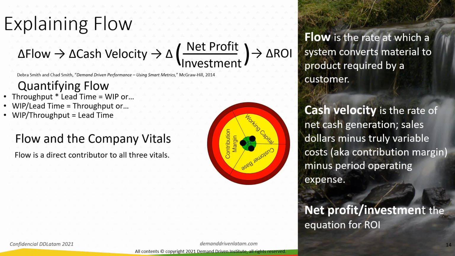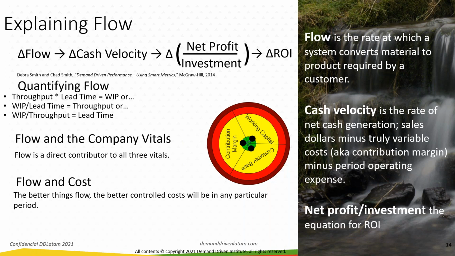And that ties back to flow and our company vital signs. Flow is a direct contributor to all 3 of those strategic metrics. The better the flow, the less working capital that I have trapped in my company. The better the flow, the better the contribution margin that I have, because I'm directly tying my resources to what it is that the customer really wants to buy. And the better the flow, the bigger the customer base that I've got. And so the better things flow, the less waste I have in the system, which means that my costs are lower.